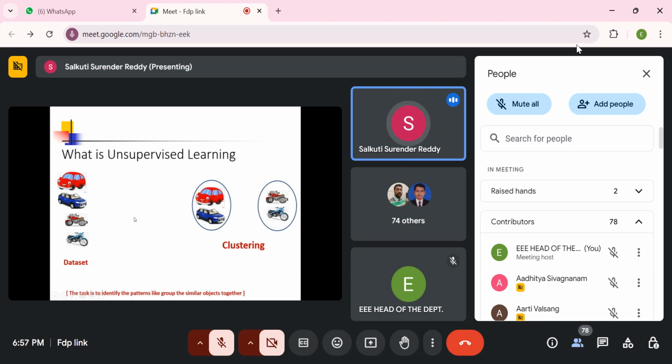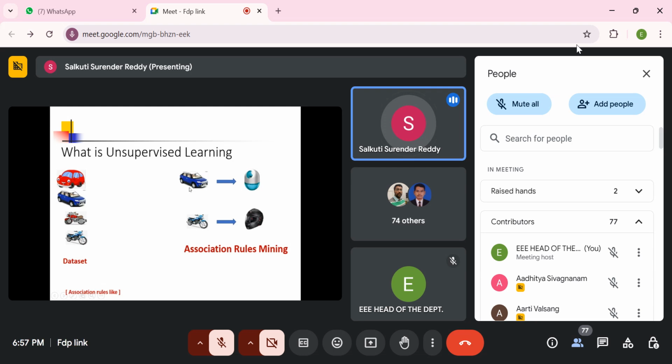What we do instead is clustering. Clustering is where we identify the pattern. These two look like a similar pattern, so we group them together. And these two look like a similar pattern, then we group them together. This kind of grouping is called clustering. In unsupervised learning, we don't give their names or labels. We just give the data set and based on their patterns, they are grouped into one group. This process is called clustering.